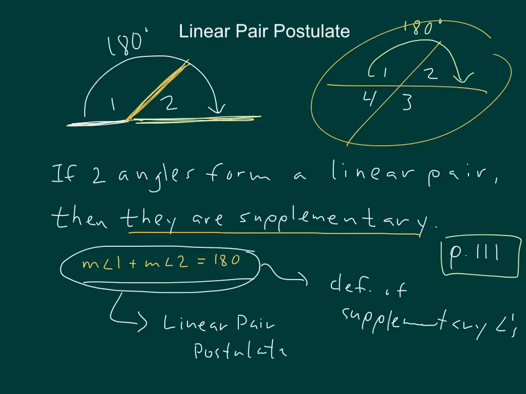That's linear pair postulate. Again, it's found on page 111 in section 6 of chapter 2 of the textbook.